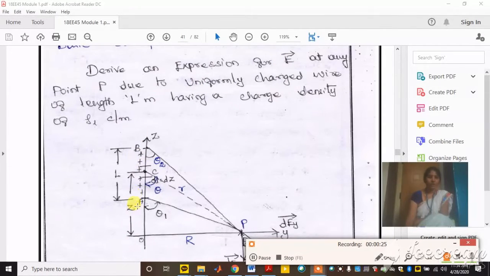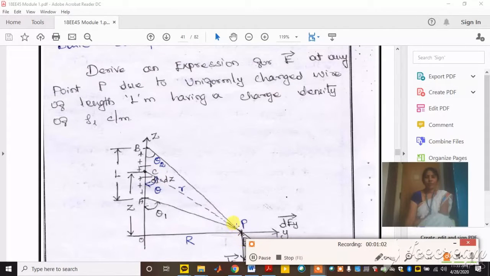Consider the uniformly charged wire placed parallel to the z-axis. Let AB be the length of the wire, which is spread with a line charge density, that is ρL per meter. It is the length of the conductor. When you have a line charge density, you don't know the exact length of the line, so it is our responsibility to consider a differential elemental length. The differential elemental length is considered at point C, which is at a distance of z meter from the origin. So we can write dl as dz. dl is equal to dz.